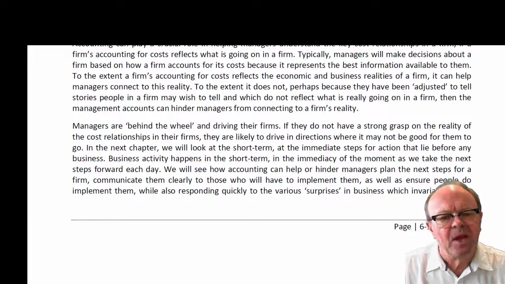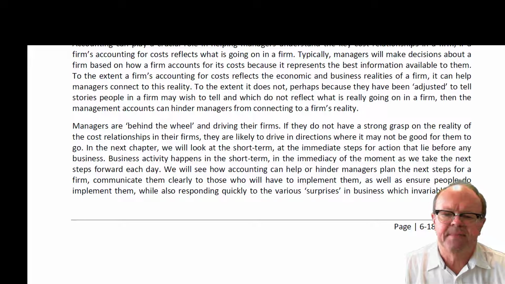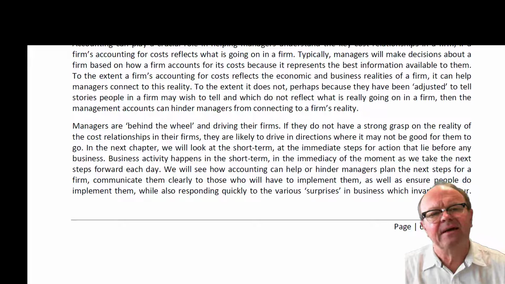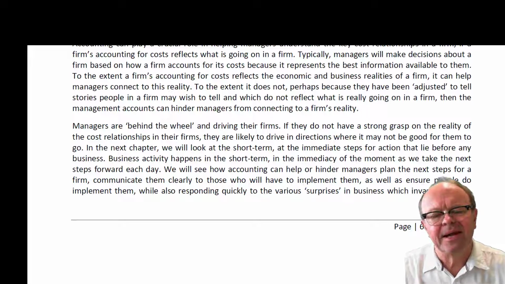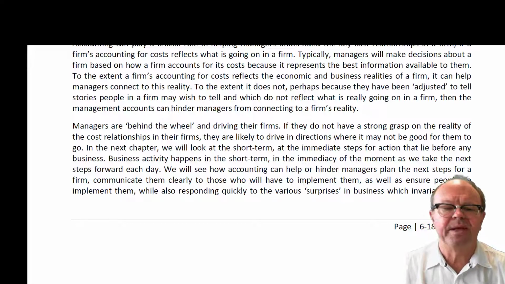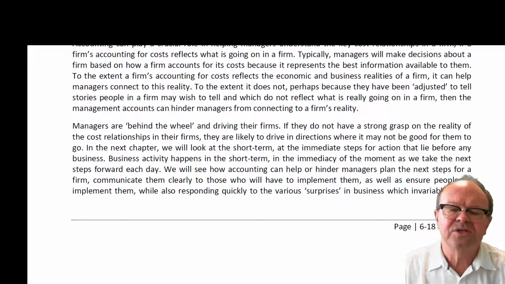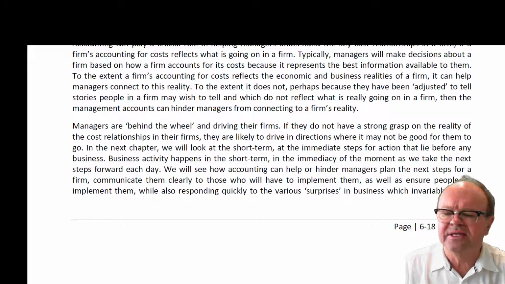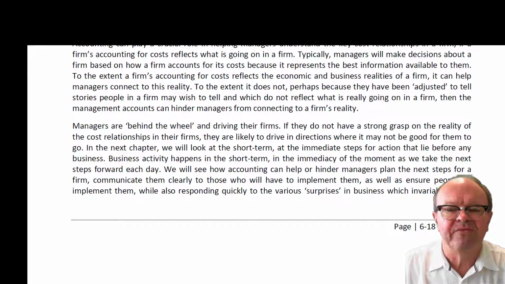In the next chapter, we will look at the short term, at the immediate steps for action that lie before any business. Business activity happens in the short term, in the immediacy of the moment, as we take the next steps forward each day. We will see how accounting can help or hinder managers plan the next steps for a firm, communicate them clearly to those who will have to implement them, as well as ensure people do implement them, while also responding quickly to the various surprises in business which invariably occur.